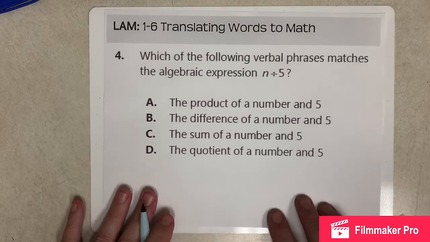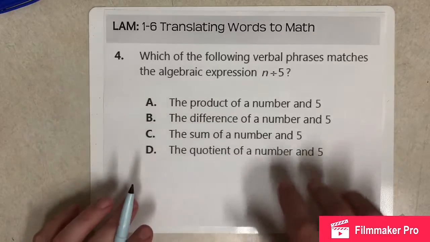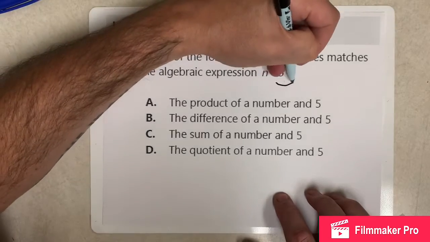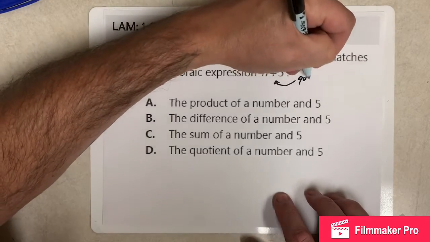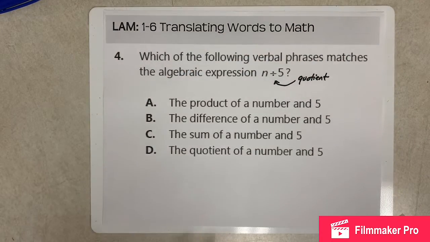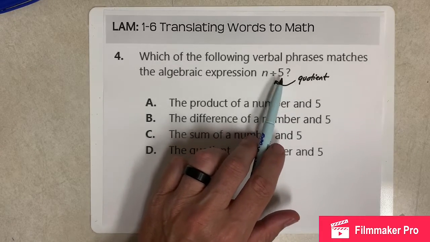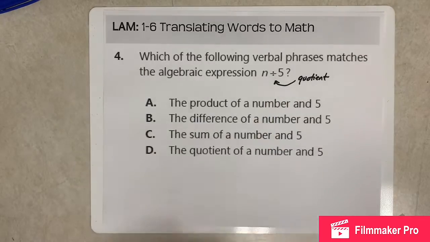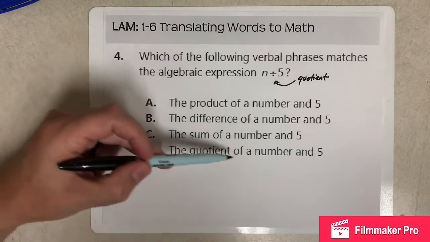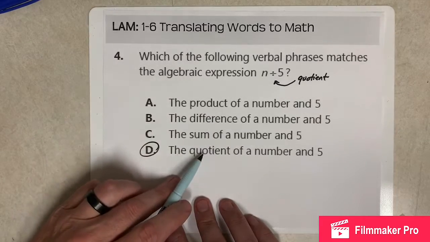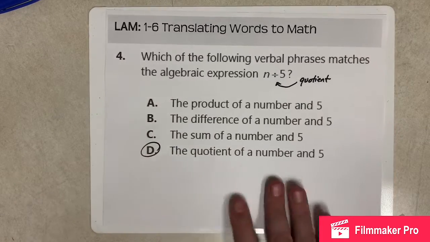Which of the following verbal phrases matches the algebraic expression? And then you have this expression, n divided by 5. So division, there's another word for division. There's lots of words, but one word is quotient. And you will see that word used quite a bit in English phrases. And so we want the quotient of a number and 5. You don't want to say the quotient of 5 and a number, because then the 5 will be on top and the n would be in the denominator. So n divided by 5 would be the quotient of a number and 5. And so that one right there will be D. And of these 4 operations, quotient is the only one that really works for that one.